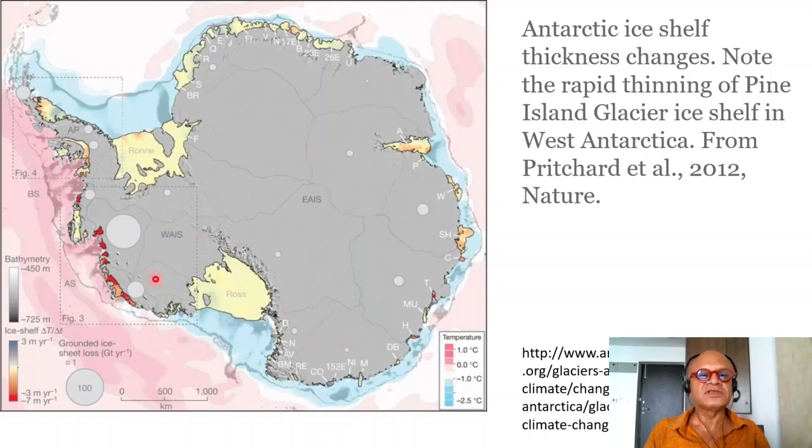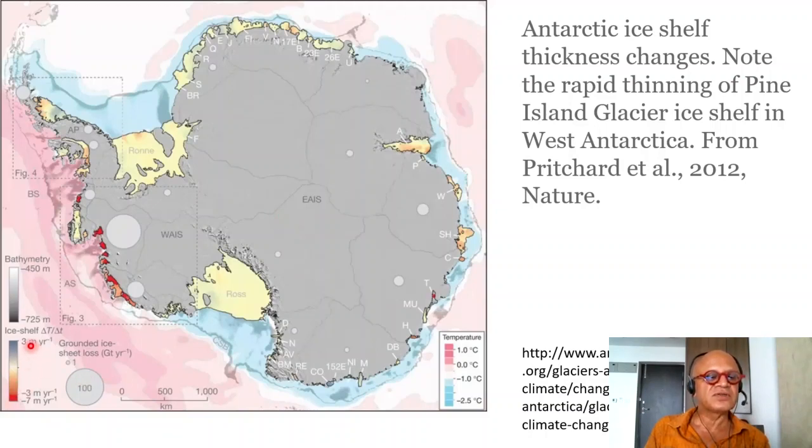Somewhere here is the West Antarctic ice sheet, and the Pine Island Glacier ice shelf in West Antarctica. This is a bit of an old paper, but this story continues to grow. These are the regions where temperature is cooling. This is the warming we have seen before, and there is the bathymetry that is being shown, and this is the grounded ice sheet loss in gigatons per year.